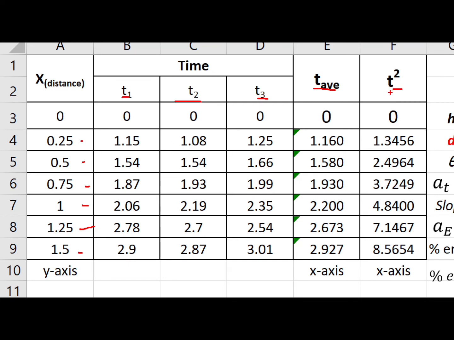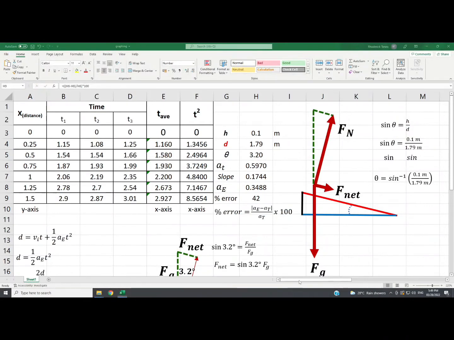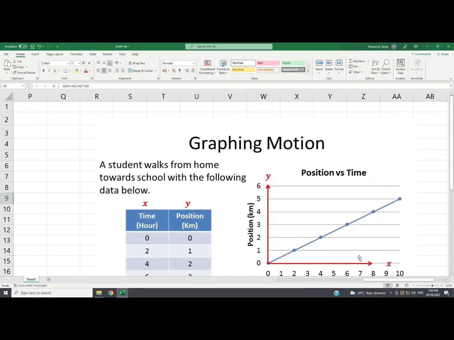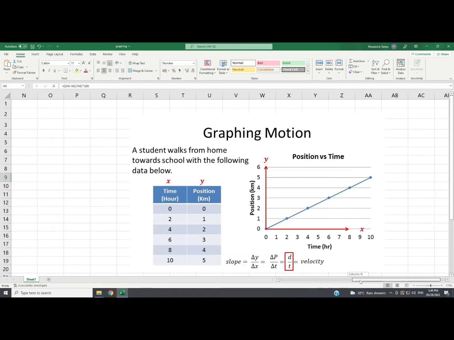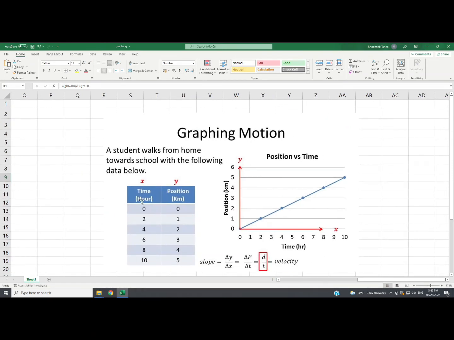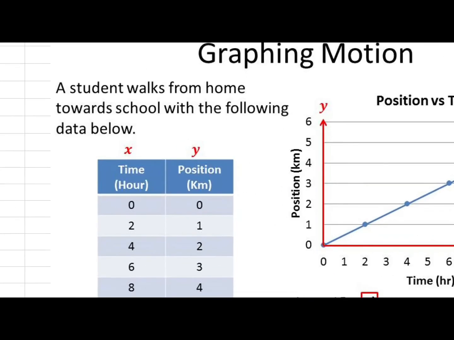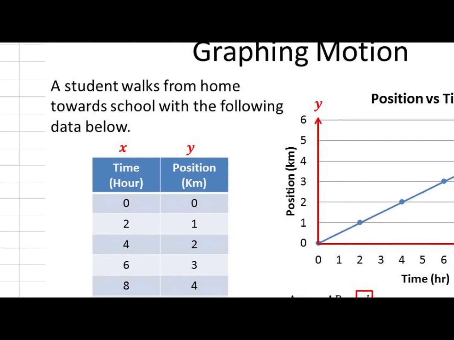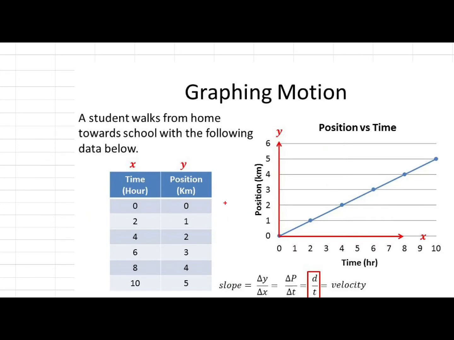Okay. If you could recall, we were discussing graphing motion. And when you were graphing motion, let us say these are your data right here. This is our time, our x-axis or x-values, and our y-values is position. So the y-axis here should be your position, and then your x-axis should be the time. You follow? And in this kind of graph, you are able to get a straight line graph.